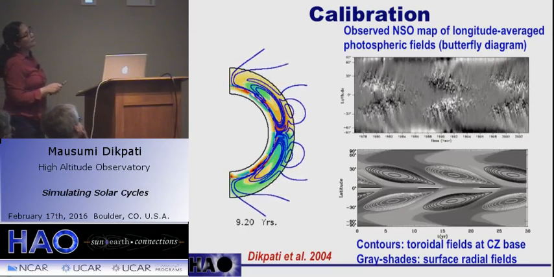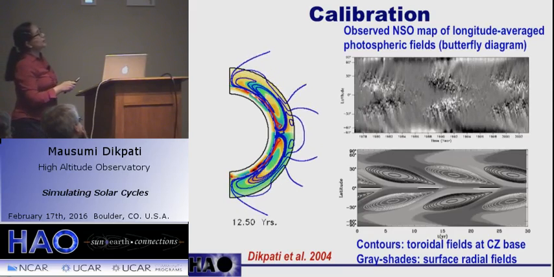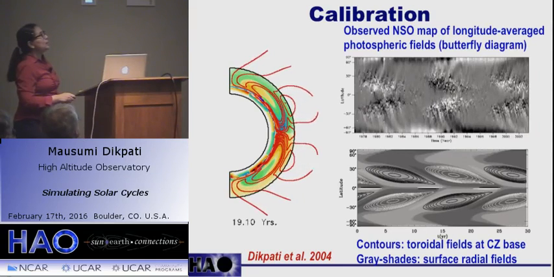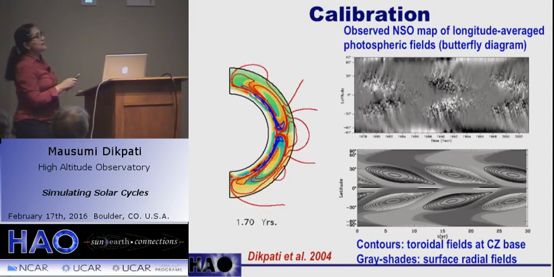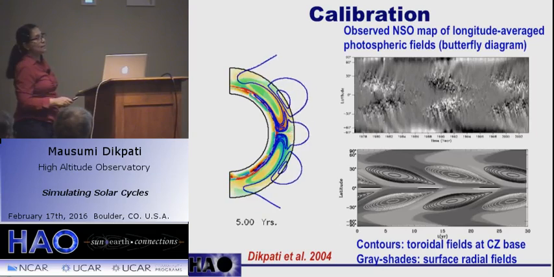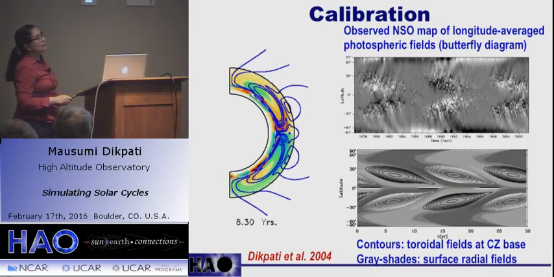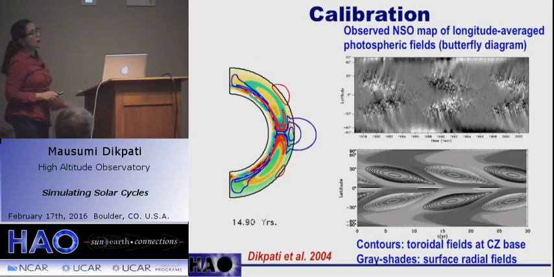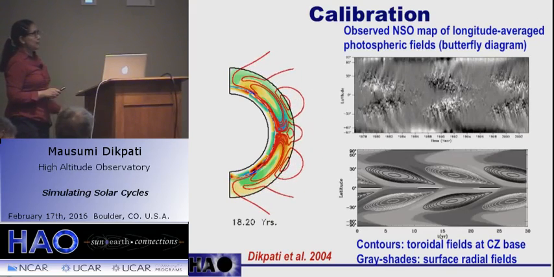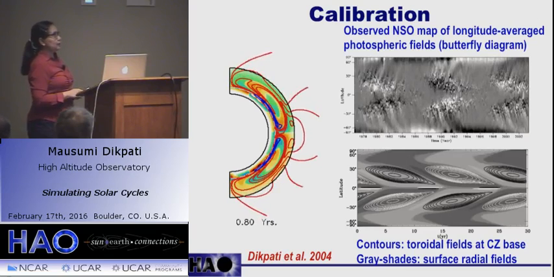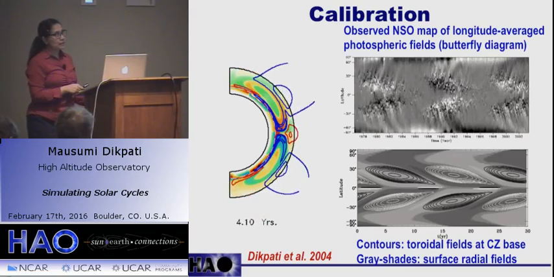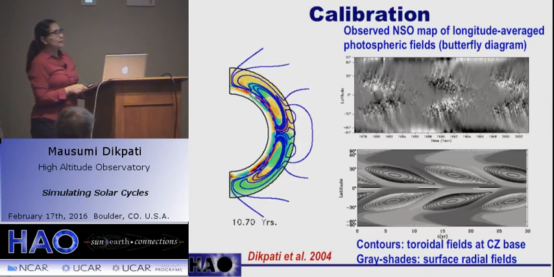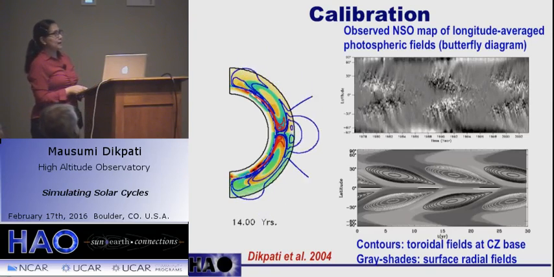So I show the model output to compare with observation. Model output is constructed taking the tachocline toroidal fields and plotting the constant amplitude in the time-latitude diagram, and the surface radial field in the grayscale map. And you can see the good agreement with observation. The 11-year cycle period comes in this model from the meridional flow speed, and the meridional flow speed, along with the turbulent diffusion, governs the model's memory about its past magnetic field.